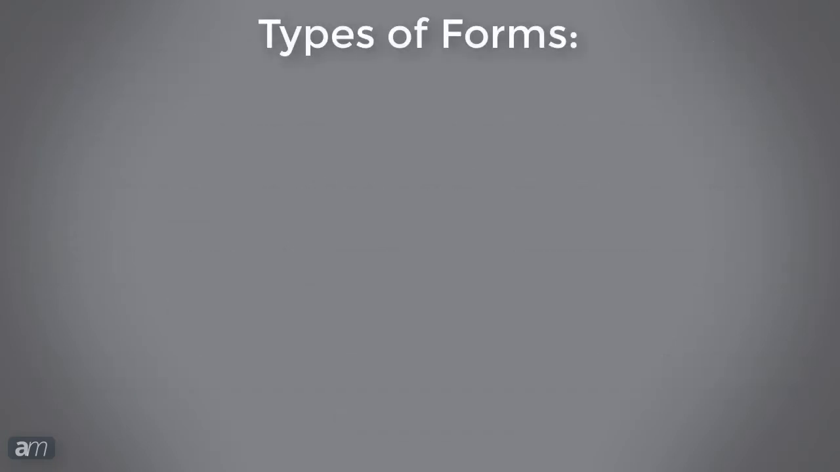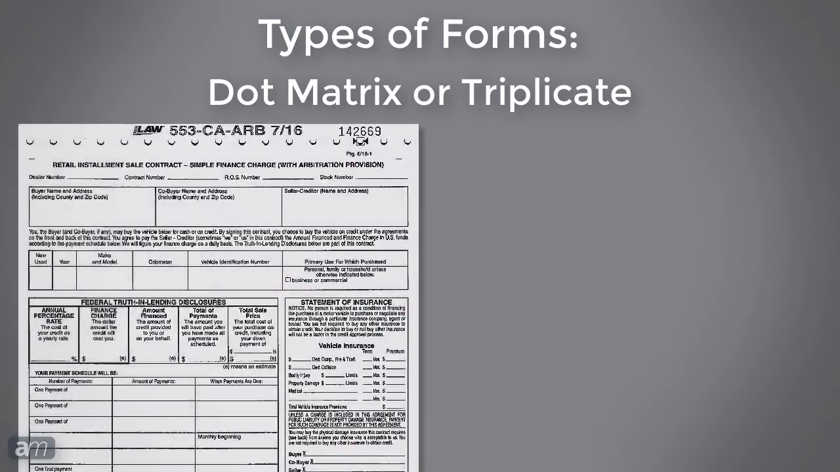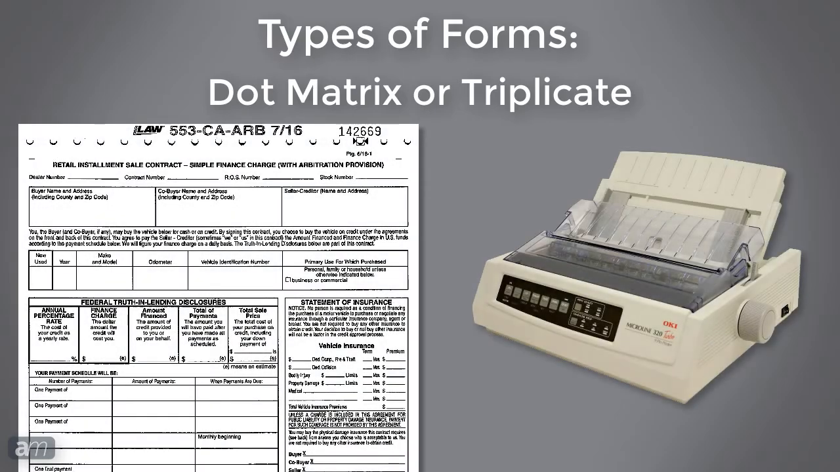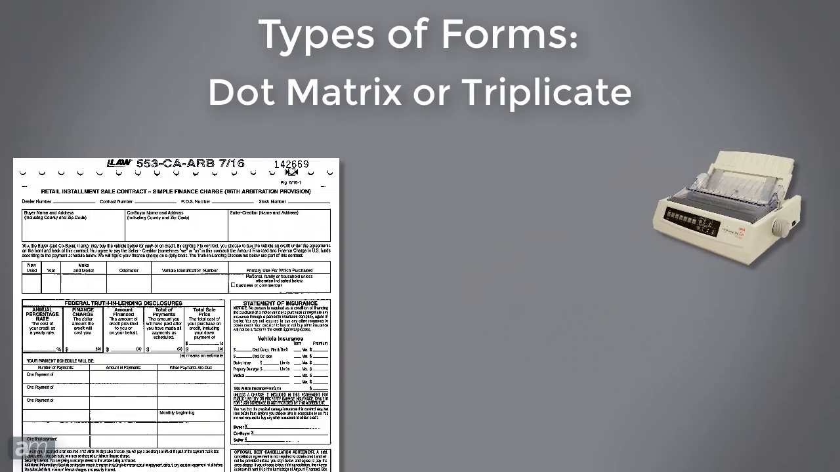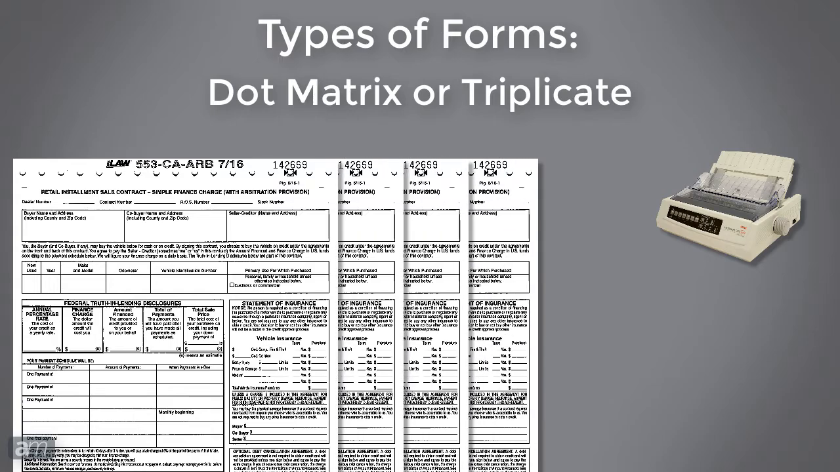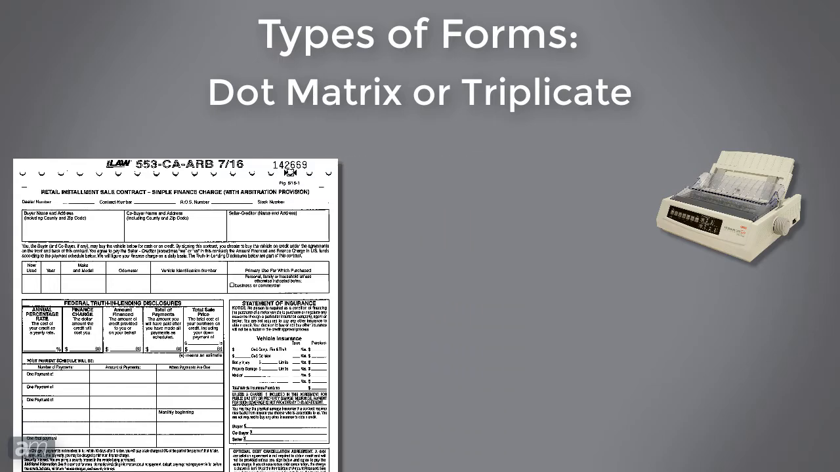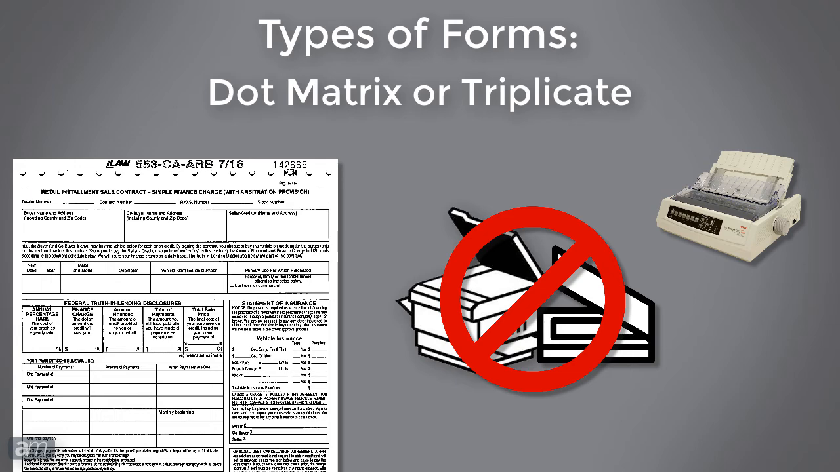The second type of form is a dot matrix or triplicate form. These are for use with Oki Data printers. These forms require sending us 3 to 4 originals. Do not scan or photocopy these forms, or we will not be able to process them.